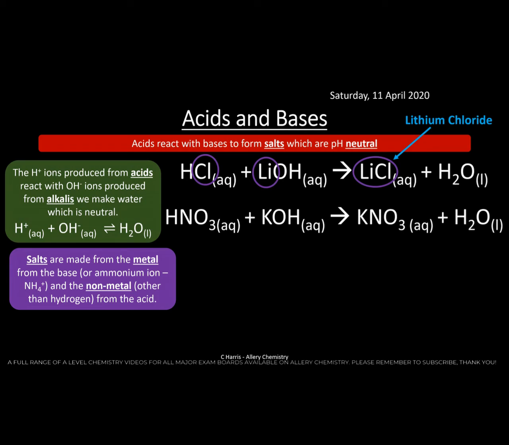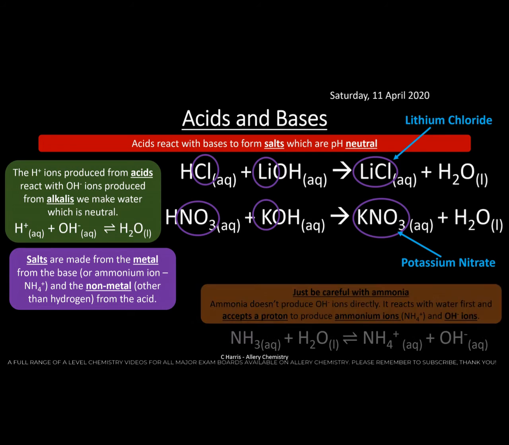So if we look at another one, this is nitric acid. That's a strong acid. Against potassium hydroxide, that's a strong base. Then we form potassium nitrate and water. So there we are. So we form our salt plus water. Again, we're taking the non-metal bit from the metal bit.